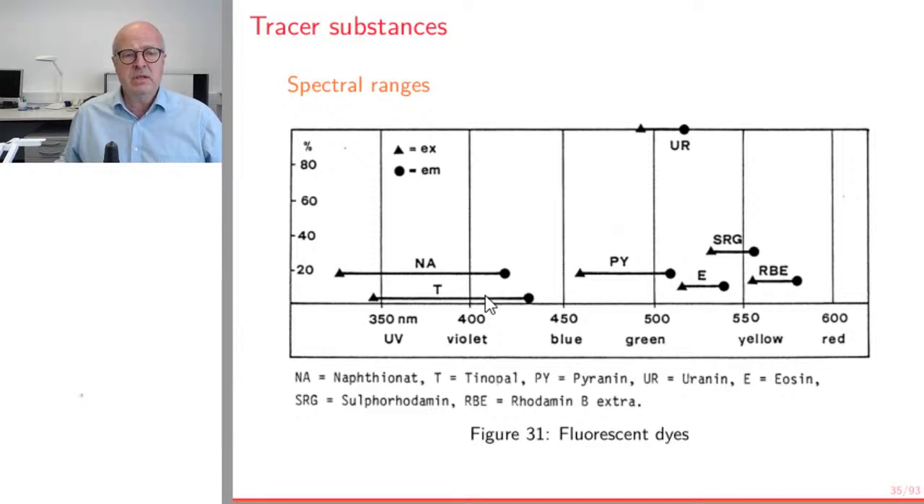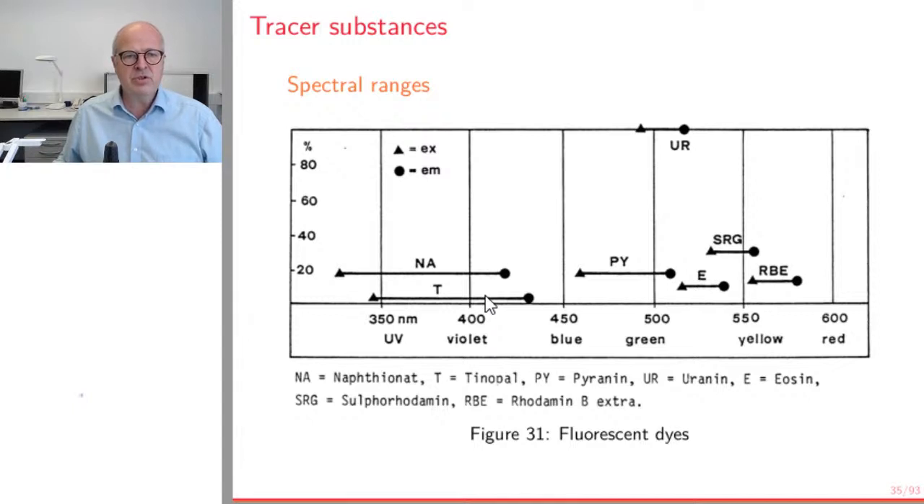Now if you choose not just one but several tracers, you should try to choose them in a way that they do not overlap. So you can easily combine naphthionate with uranine because they have completely different emission and excitation wavelengths. You can also combine uranine and rhodamines, although there are other tracer properties that may not suggest that this is a good idea. Now you see also another dimension in this graph, which is the efficiency.